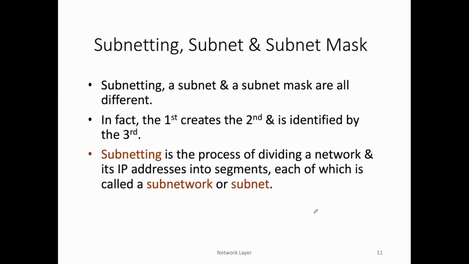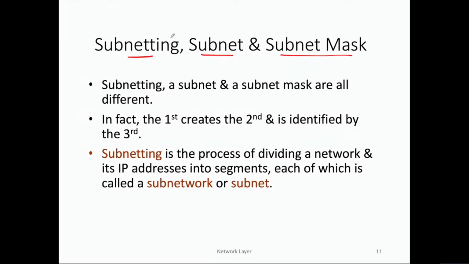Subnetting, subnet, and subnet mask are all different concepts. The subnetting process creates subnets. Subnetting is a process that creates subnets, and subnets are identified by a subnet mask. So we can only identify a subnet if we have the subnet mask, right?